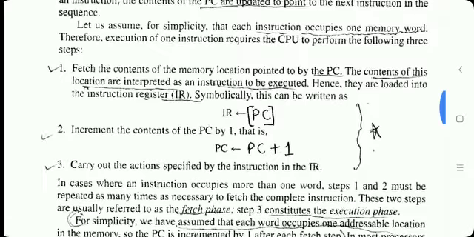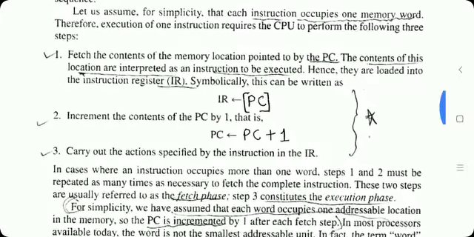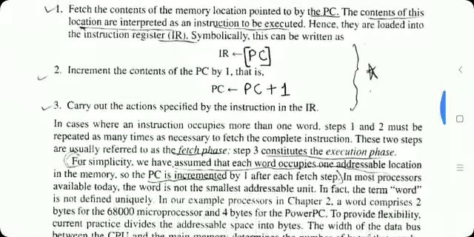Second is to increment the contents of the PC by 1. As we know, we have to execute the program in sequence, so it is necessary that the program counter increments by 1, so that it can point to the next instruction. And the third step is to carry out the action specified by the instruction in the IR, whether that instruction is addition or subtraction. According to the instruction, carry out the action.